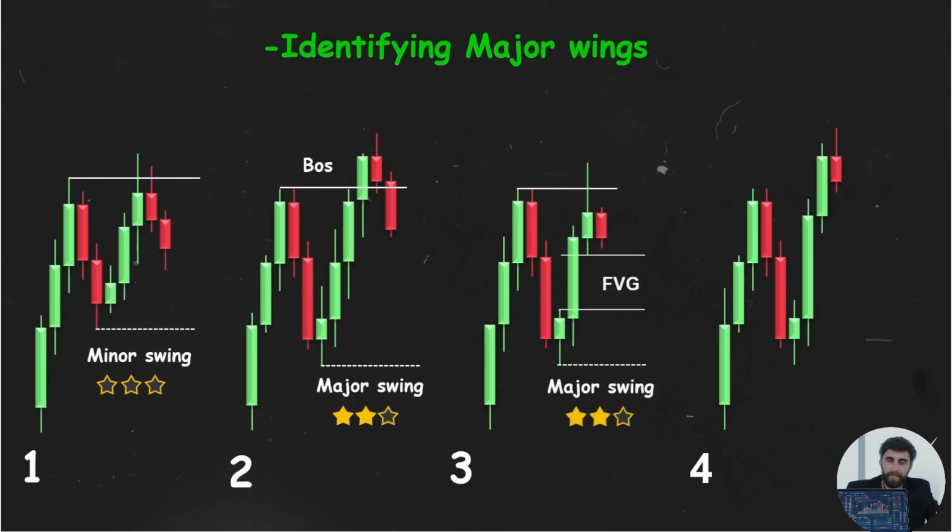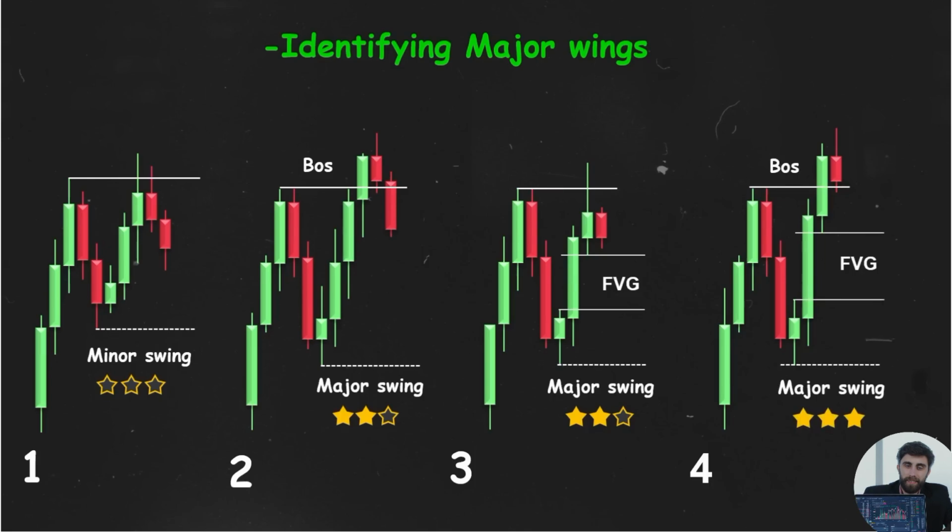Here we have imbalance, a significant distance, but no valid break of structure. So this is also considered a major swing point with 2 stars. In the final example, this swing has created imbalance, broken structure, and shown proper distance. Therefore, it is a major swing point with 3 stars.